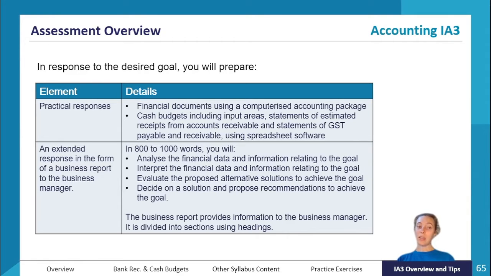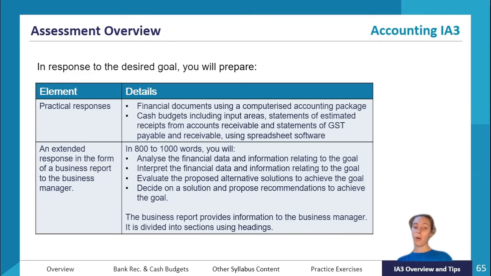The second element is an extended response. So that is in the form of a business report to the business manager or owner. It's 800 to 1,000 words, and it's going to involve all of those things we mentioned earlier. The analysis of the financial data, the interpretation, the evaluation of proposed alternative solutions, and the decision on what the solution should be and what your recommendations are. And all of this is in relation to that goal that you've been given in the business scenario.